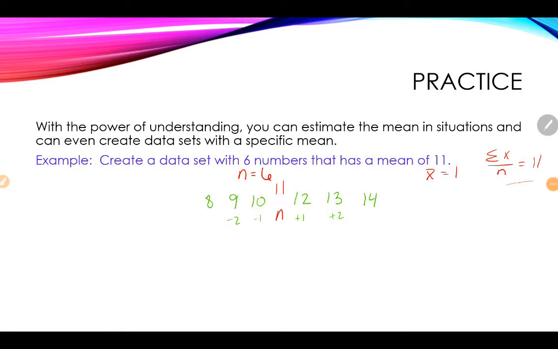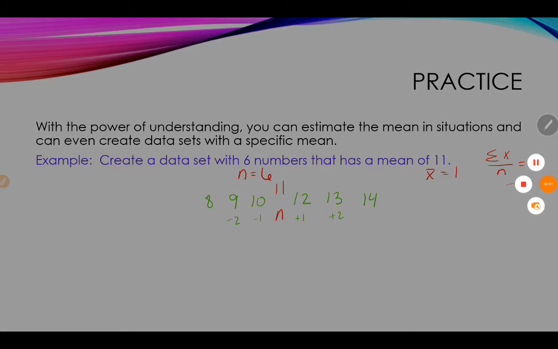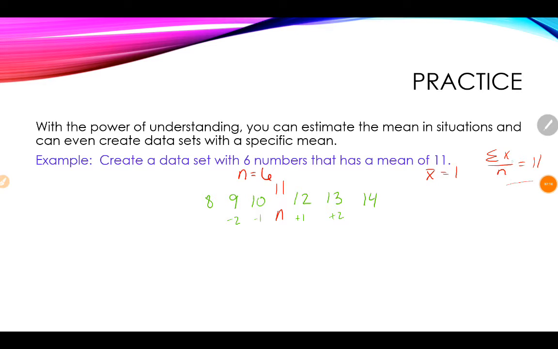Now before we go on, let's make sure this worked. So let's check our work over here at the formula. If I plug these numbers into the formula, I have the sum of all the x's. That's 8 plus 9 plus 10 plus 12 plus 13 plus 14, all over n, which in this case is 6. That should be my x bar, or mean of 11.